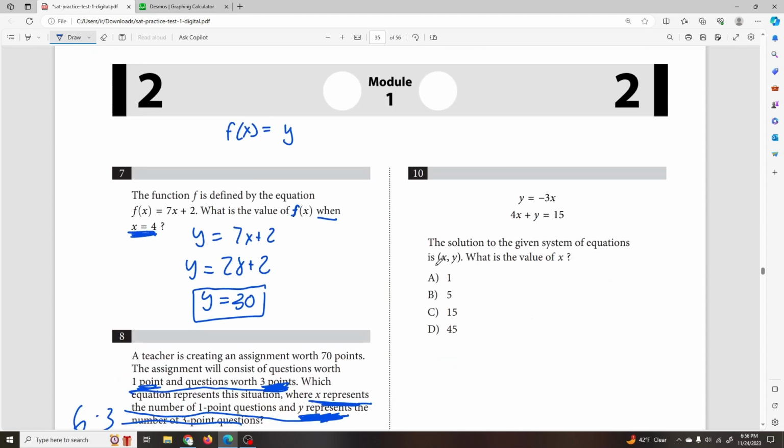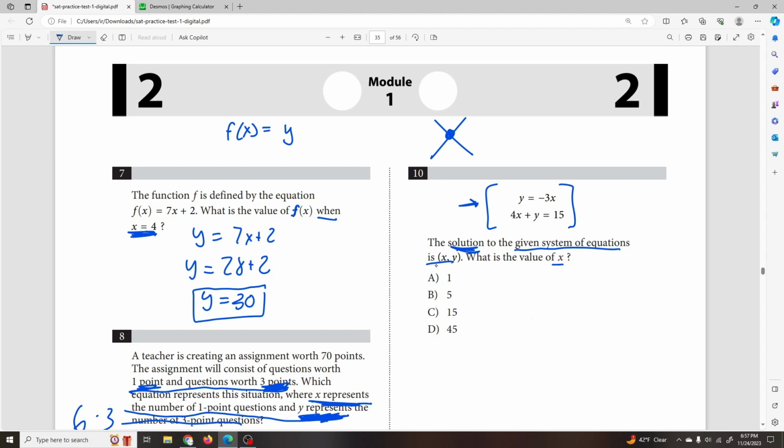Over here it gives us the system of equations, and it's saying the solution to the given system of equations is x comma y. What is the value of x, right? So whenever we have a system of equations, that just means that we have 2 or more equations, and the solution is going to be the point at which these equations intersect, right? Or the point at which they are equal to one another.